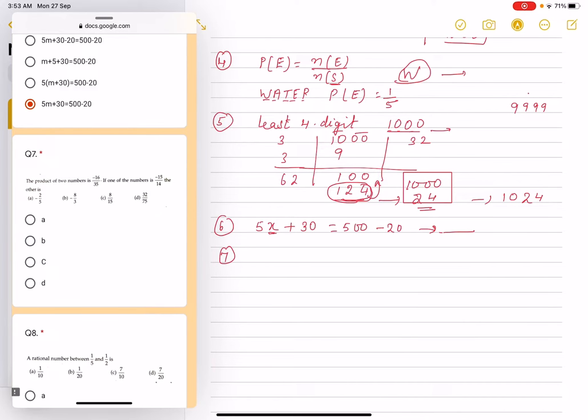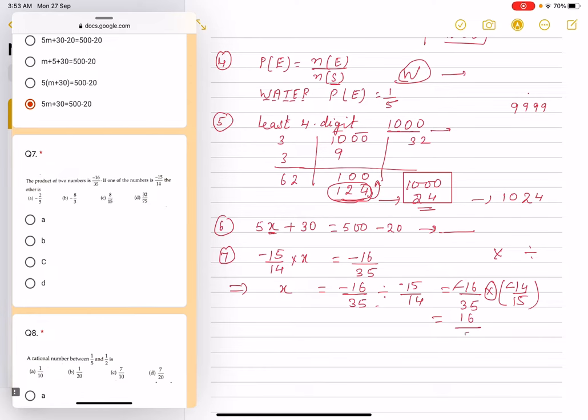Question number 7 is, the product of two rationals is given. One number is minus 15 by 14, into x is minus 16 by 35. Now we simplify it. If I want to find out x, we are dividing. If we are dividing, that means what? We take the reciprocal of the second number and change the sign from division to multiplication, because we know that multiplication and division are reciprocal operations of each other. So 16 by 35 into 14 by 15. So can I reduce it more? Just check.